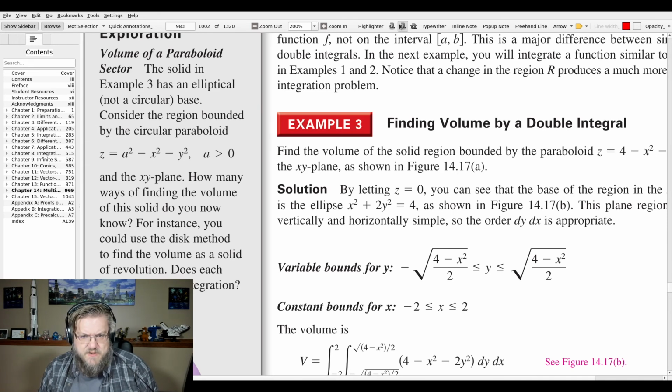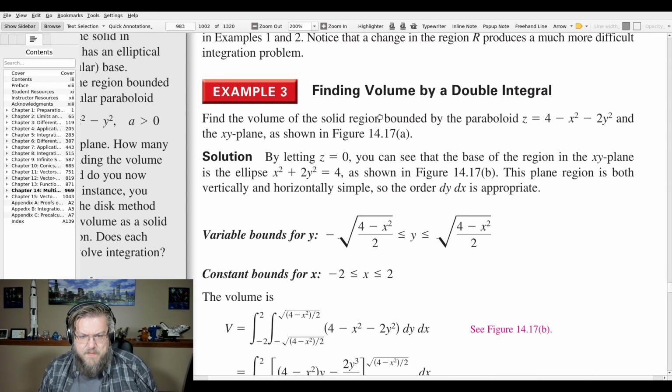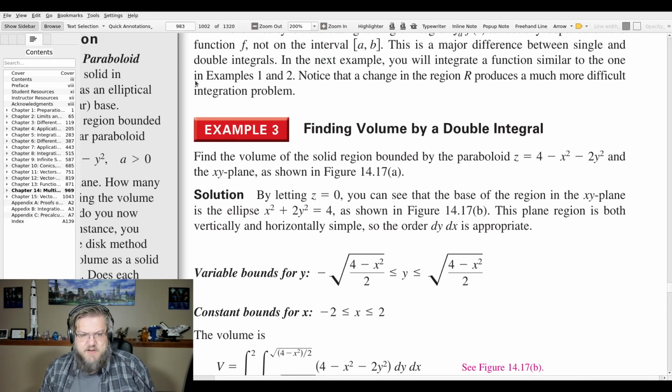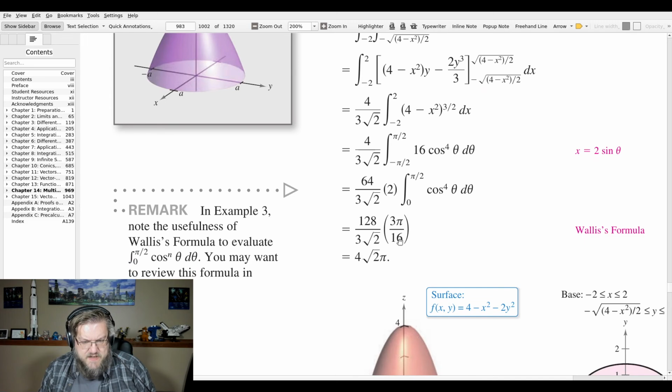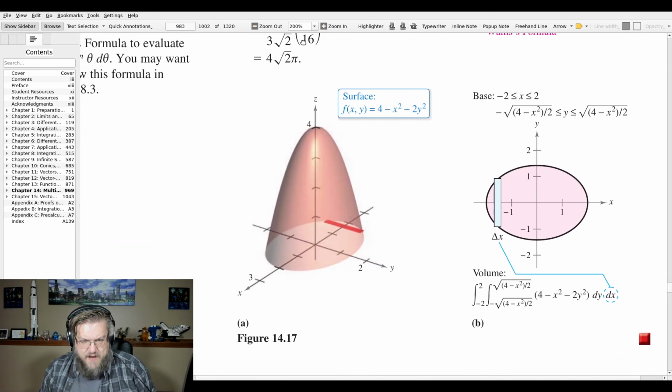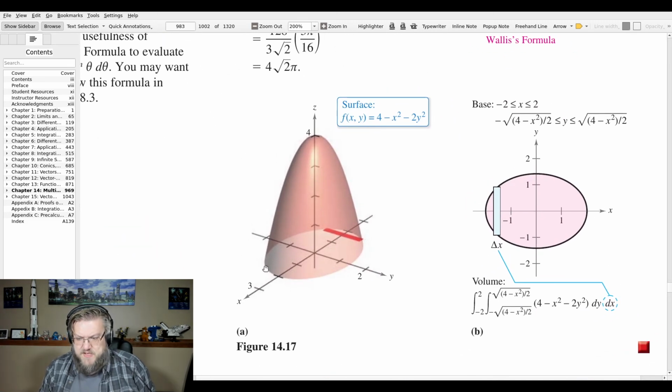And there's a point here that I want to make. They say, okay, I want to find the volume of the solid z equals 4 minus x squared minus 2y squared and the xy plane, as shown in this picture, figure 14.17. Okay, so that looks simple enough. We have the surface, no problem, 4 minus x squared minus 2y squared. But look, it projects down.